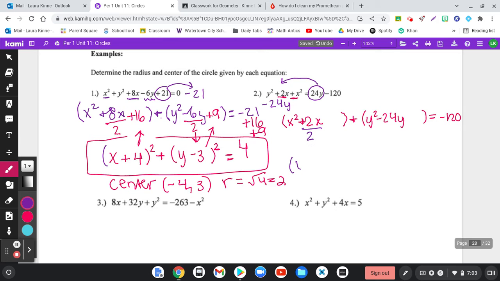Half of 2 is 1, so it's x plus 1 squared. And if it really was 1 squared, it would be a plus 1. So we just got to add 1 over here.